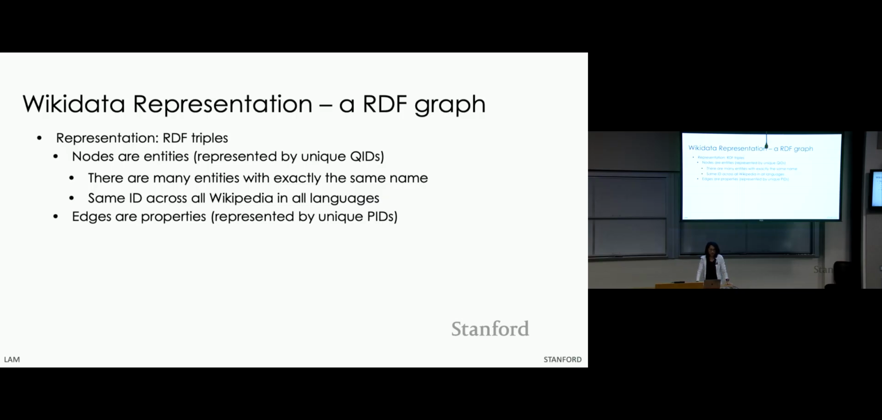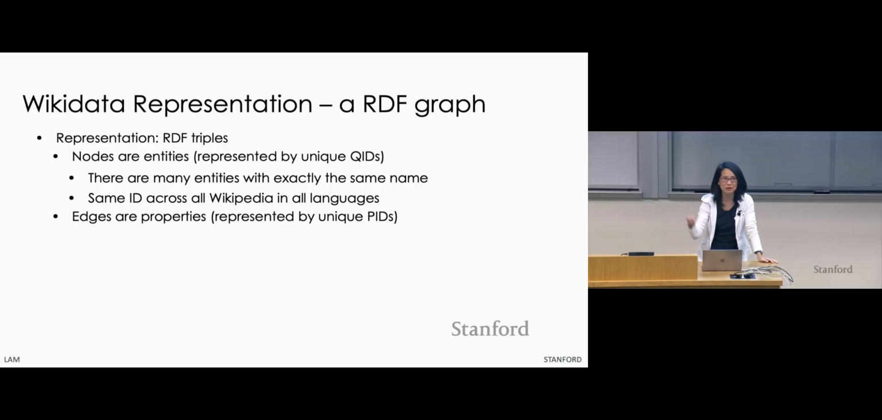So Wikidata is a knowledge graph, and in particular, it is an RDF graph. RDF stands for resource... Oh, that's a good question. Resource, I forgot. What is it? Somebody looks at, yeah. Resource Description Framework. Thank you. Okay.